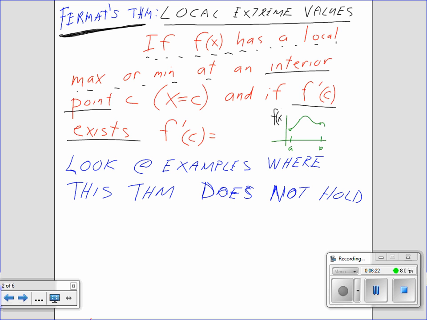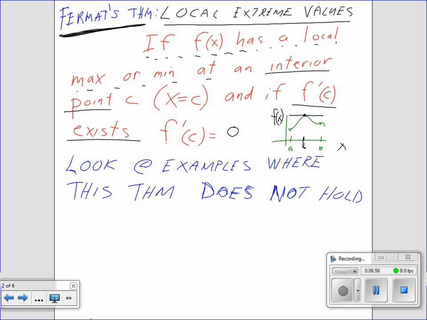I've got f of x, I've got x, I'm going between a and b, and it turns out I say the interior point C, see right here, the interior point. If the interior point is a max or a min, and the derivative exists, well, what's it going to be equal to? F prime of C is going to be equal to what? Well, guess what? Horizontal tangent, right? It's got a horizontal tangent line, so the derivative is going to be equal to 0.